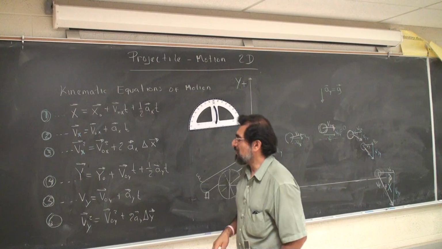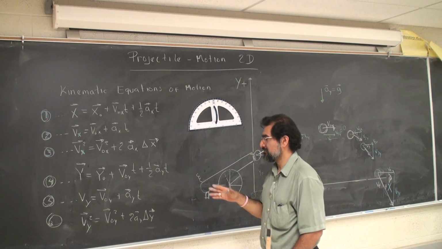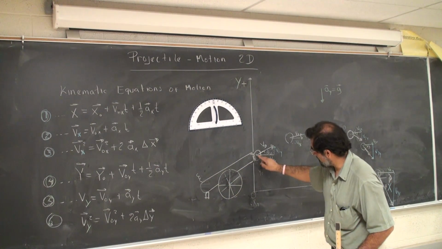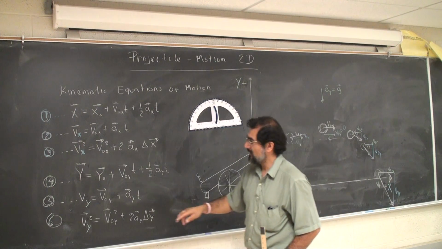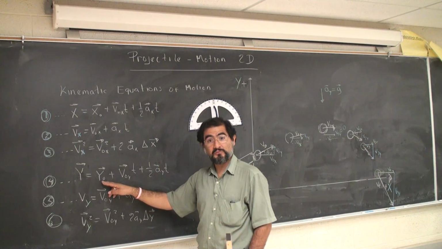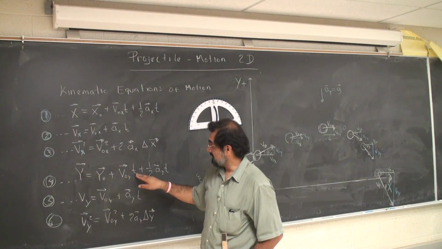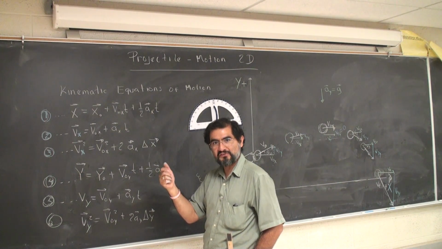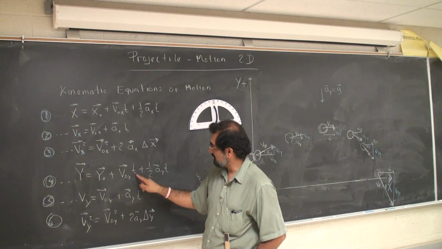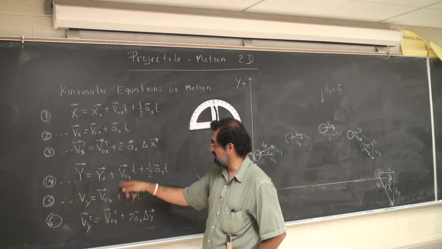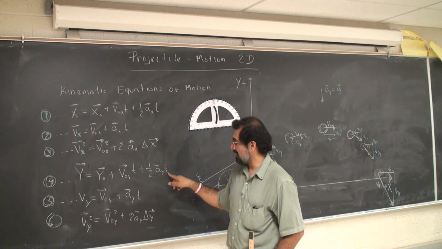Perfect. What about y? You can see that at this instant, y initial is something that you measure. We have this value. The time, because we just start at that instant, is 0. 0 times any number is going to give me 0. Again, the same.